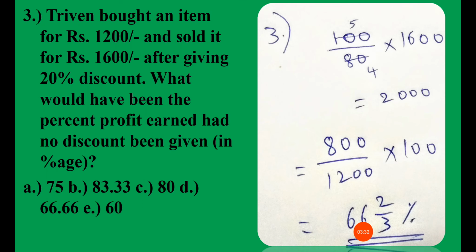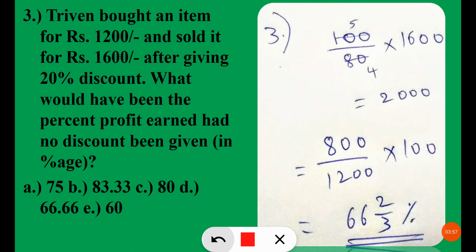Tryon bought an item for rupees 1200 and sold it for rupees 1600 after giving 20% discount. What would have been the percent profit earned had no discount been given? Actually, the cost price is 1200 rupees and the selling price is 1600 rupees. This 1600 rupees selling price is after giving the 20% discount.